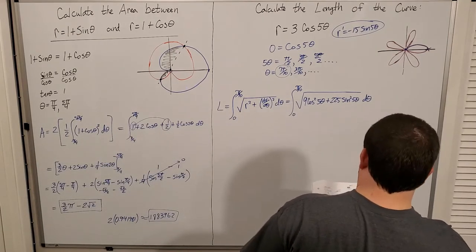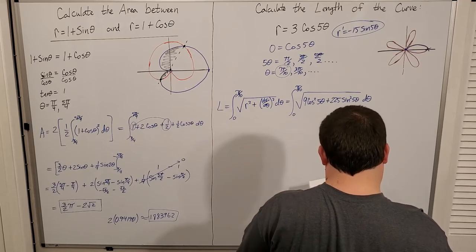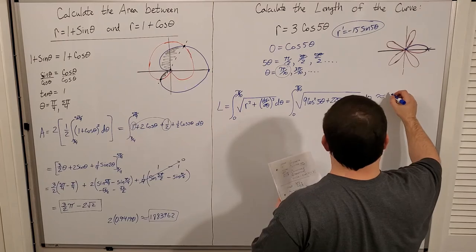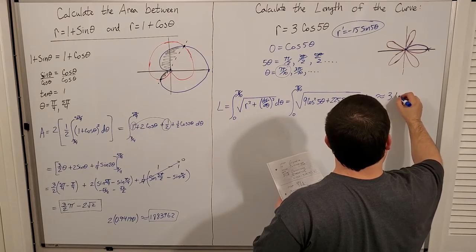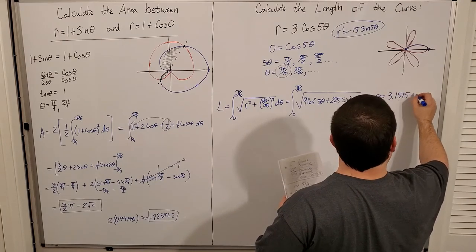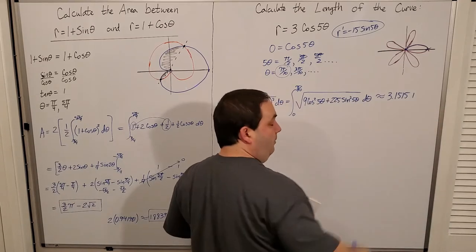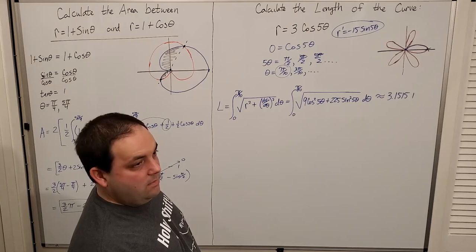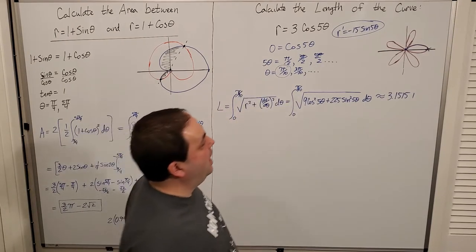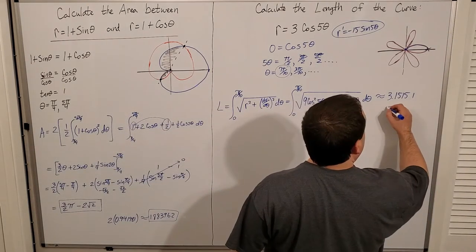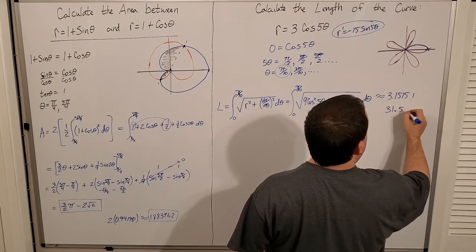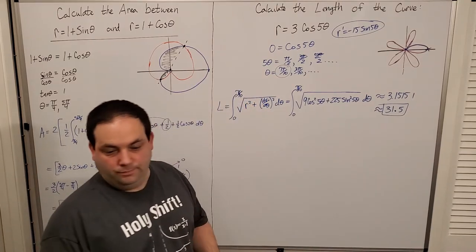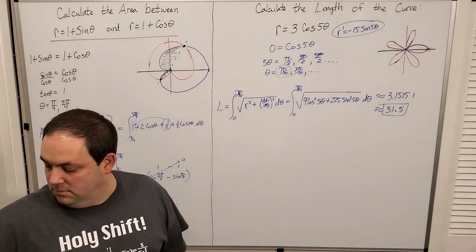When I type in this thing, I get that this is approximately 3.15151. I'm pretty sure it's not repeating, but that's what it comes out to be. And of course, when you do times 10, right, you get 31.5-ish for the length of your curve.